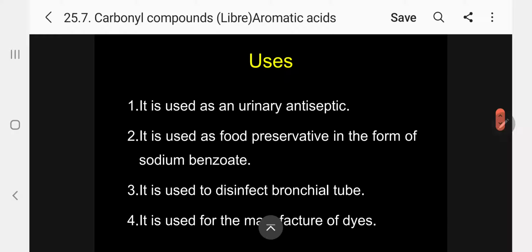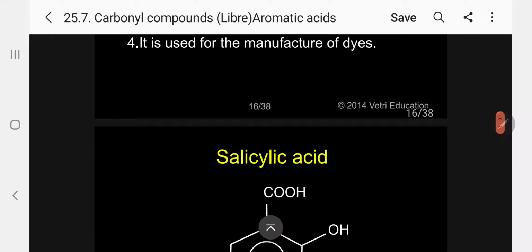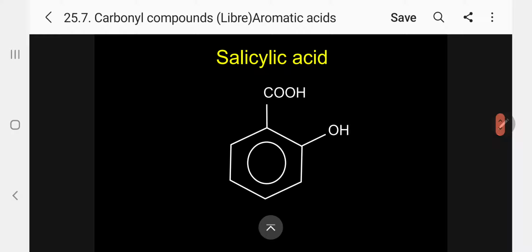So coming to the uses, let me take them now. It is used as a urinary antiseptic. It is used as a food preservative in the form of sodium benzoate. It is used to disinfect the bronchial tube. It is used for the manufacture of dyes. Please follow. Let me concentrate next on salicylic acid.